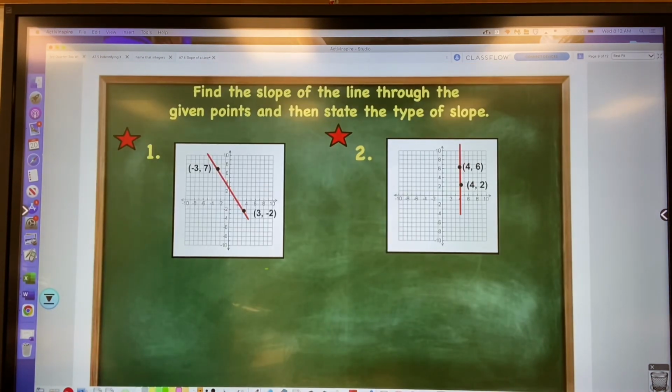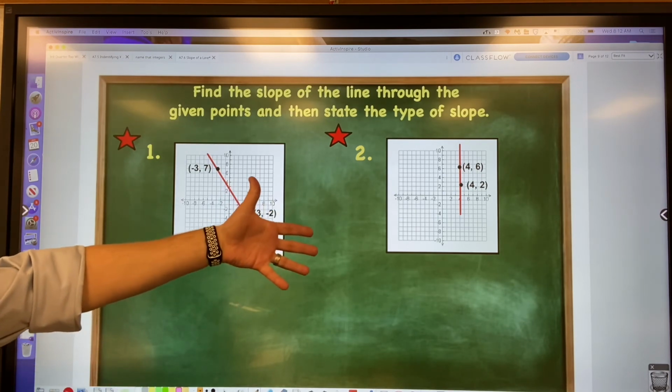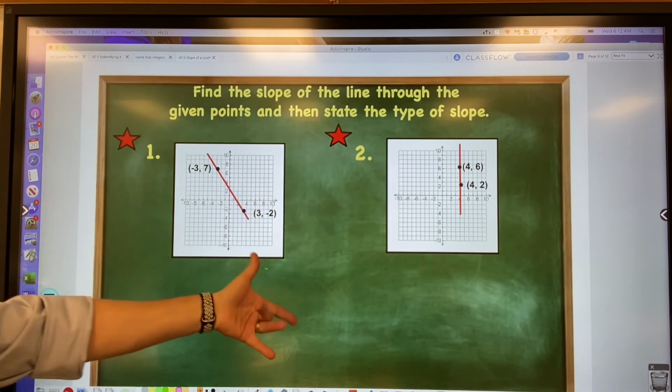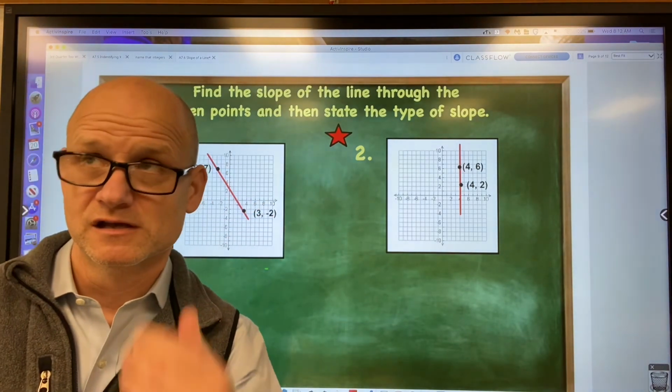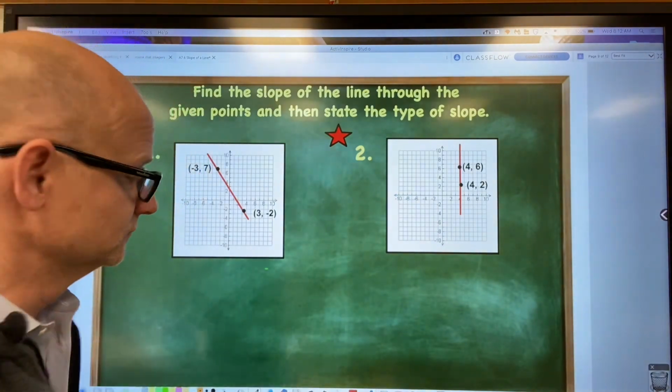So here's all I want you to do. Press pause and give me the slope of this line, the rise over run, and give me the slope of this line, and then state the type of slope that you have here. Is this positive, negative, undefined, or what was the other one? Zero. Got it, okay?